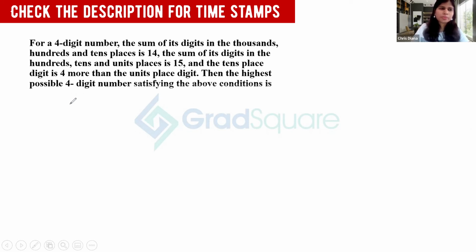For a 4-digit number, let the 4-digit number be A, B, C, D. The sum of its digits in the thousands, that is A, hundreds, and tens place is going to be 14. The sum of its digits in the hundreds, tens, and units place is going to be 15. And the tens place, that is C, is 4 more than the units place, that is going to be 4 plus D. Then the highest possible 4-digit number satisfying the above condition is?